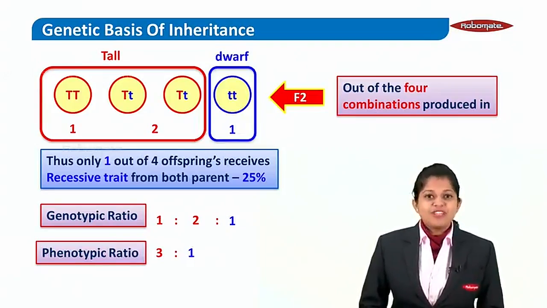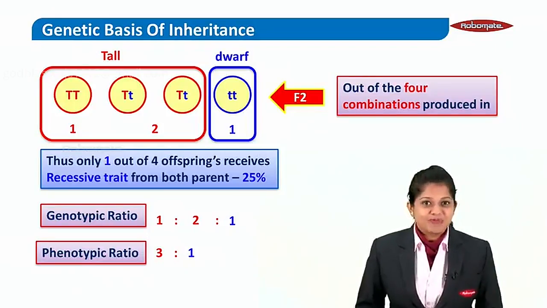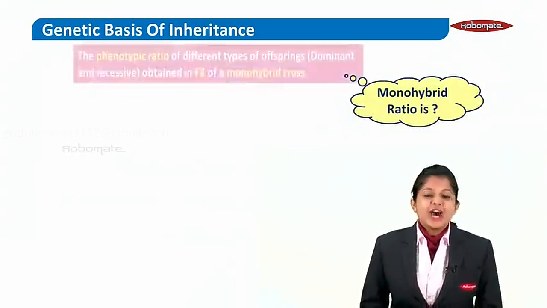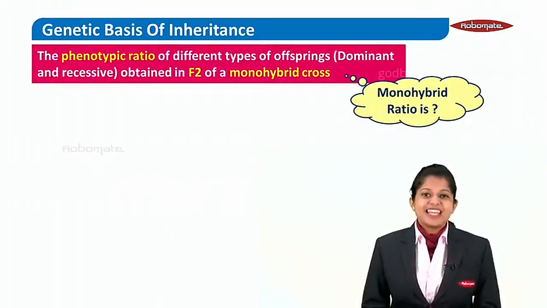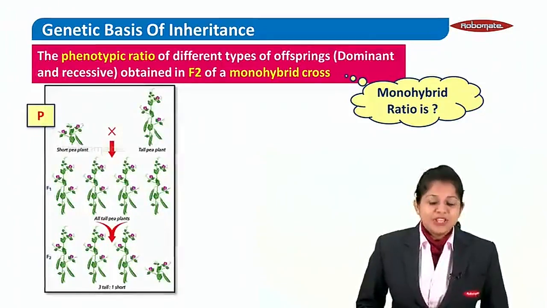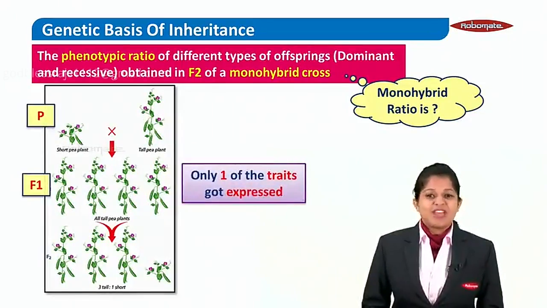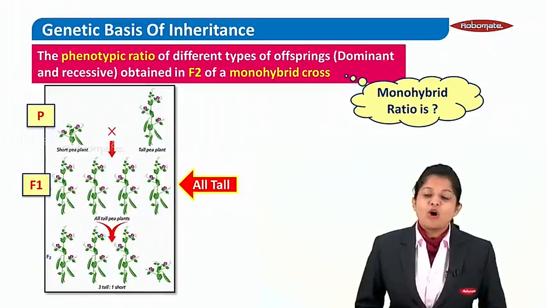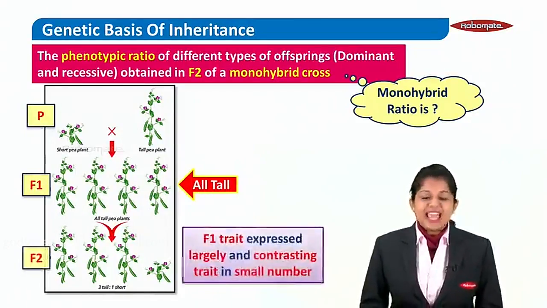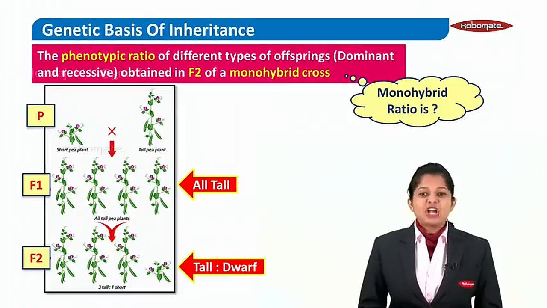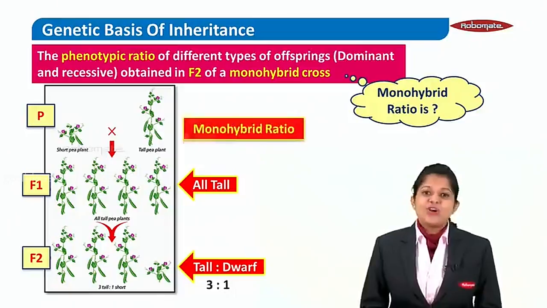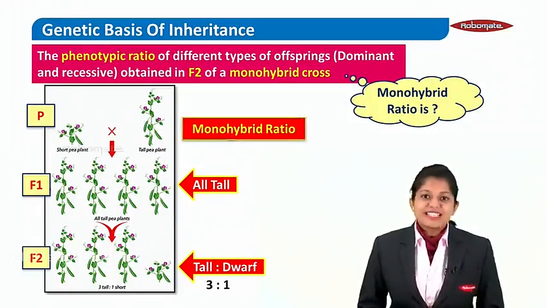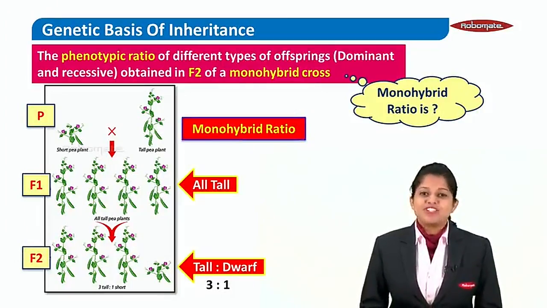Now students, out of these two ratios, which one do you think is the monohybrid ratio? As we have already studied, the monohybrid ratio is the phenotypic ratio appearing in the F2 of a monohybrid cross. So the parentals give rise to an F1 generation having all tall plants due to dominance, and an F2 generation having a combination of both tall and dwarf, but in the ratio 3:1, which is said to be the monohybrid ratio.